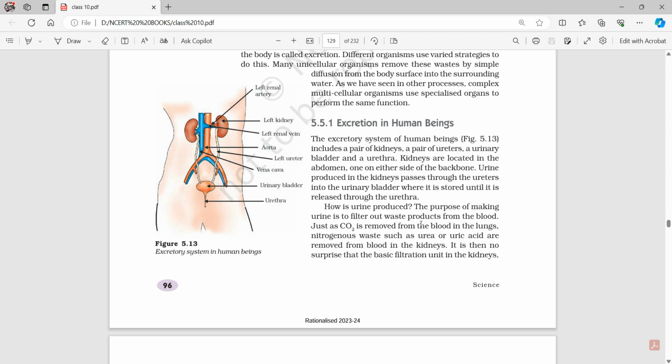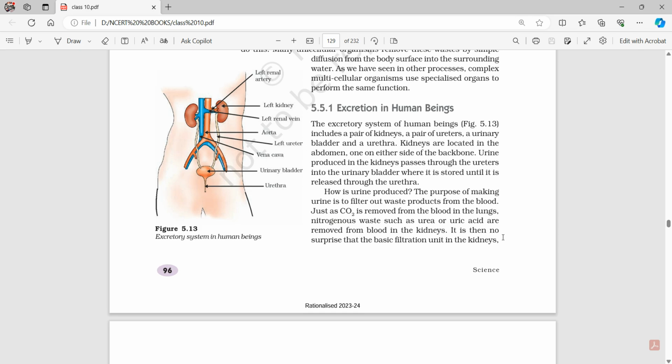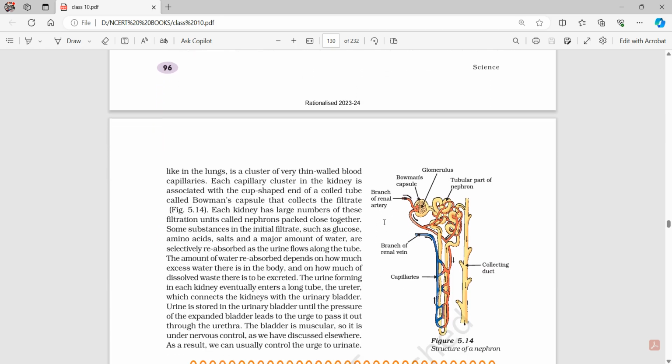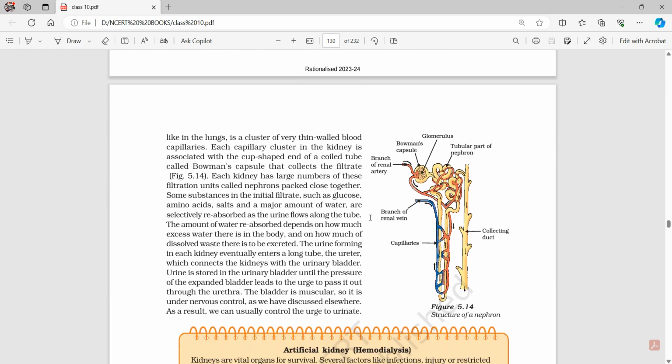The purpose of making urine is to filter out waste products from the blood. Just as CO2 is removed from the blood in the lungs, nitrogenous waste such as urea or uric acid are removed from blood in the kidneys. It is then no surprise that the basic filtration unit in kidneys, like in the lungs, is a cluster of very thin walled blood capillaries. Each capillary cluster in the kidney is associated with the cup-shaped end of a coiled tube called Bowman's capsule that collects the filtrate, figure 5.14. Each kidney has a large number of these filtration units called nephrons packed close together.